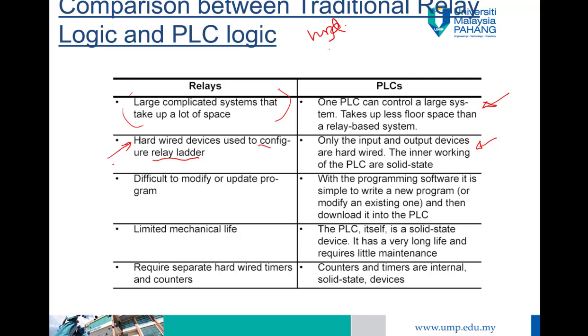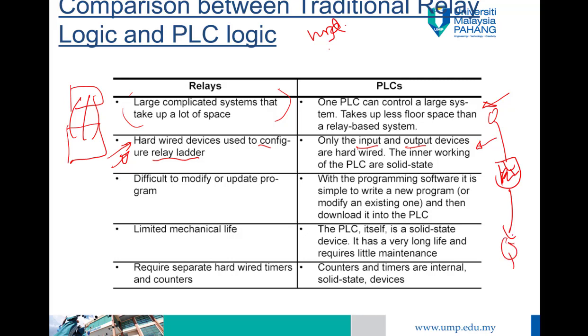As I showed in one of the videos in the hydraulic lab, in order to connect one relay or one component with another component, a lot of wiring needs to be set up. But for the PLC system, we only need to make the wiring from the input and also the output components. That means from the input to PLC, then from PLC to the output. That's the only wiring that is required.